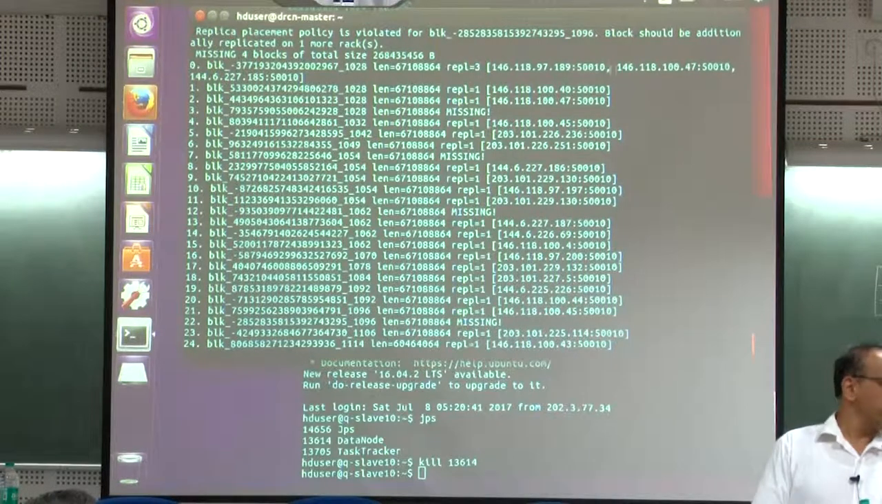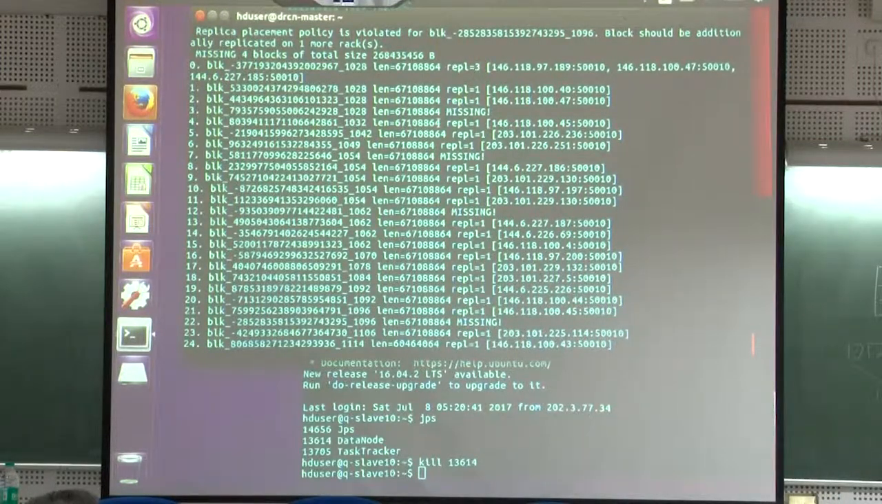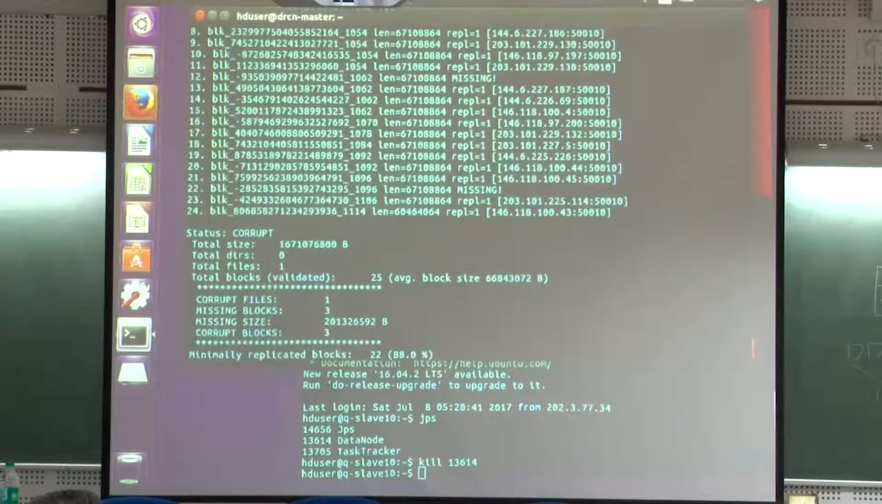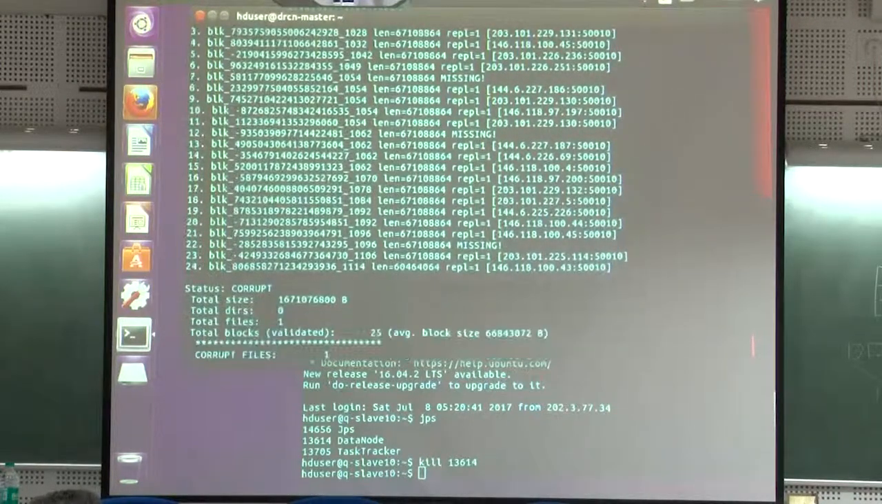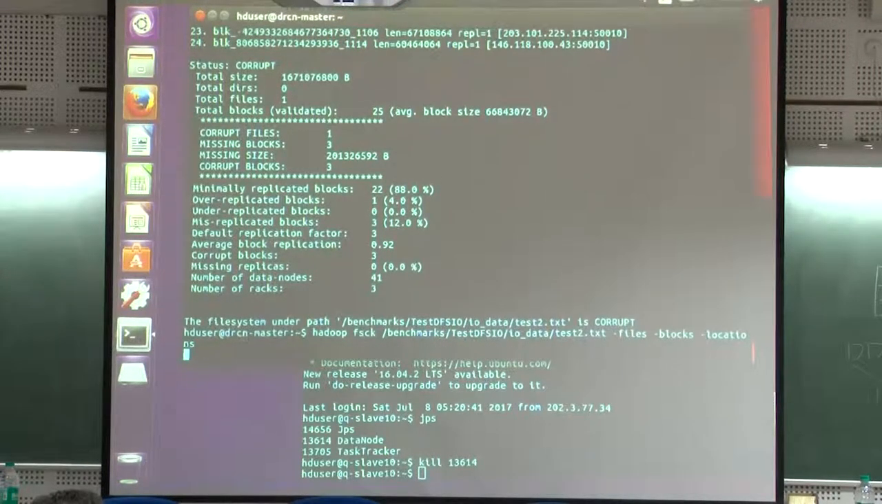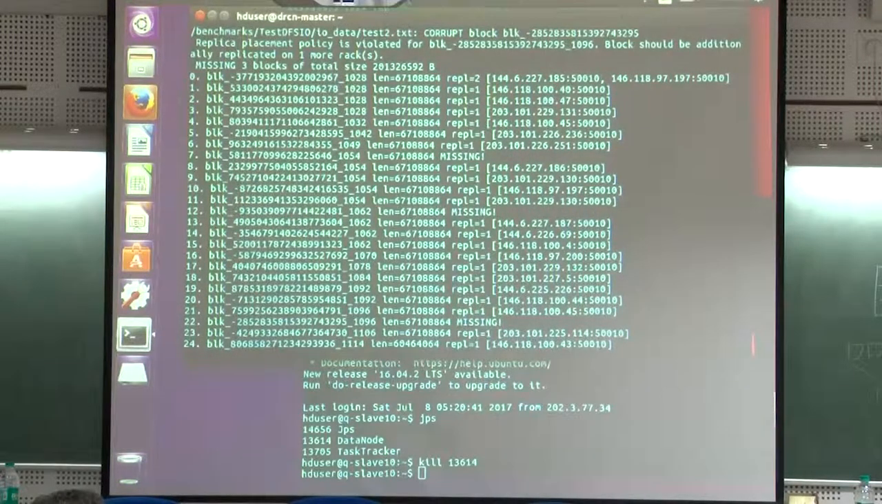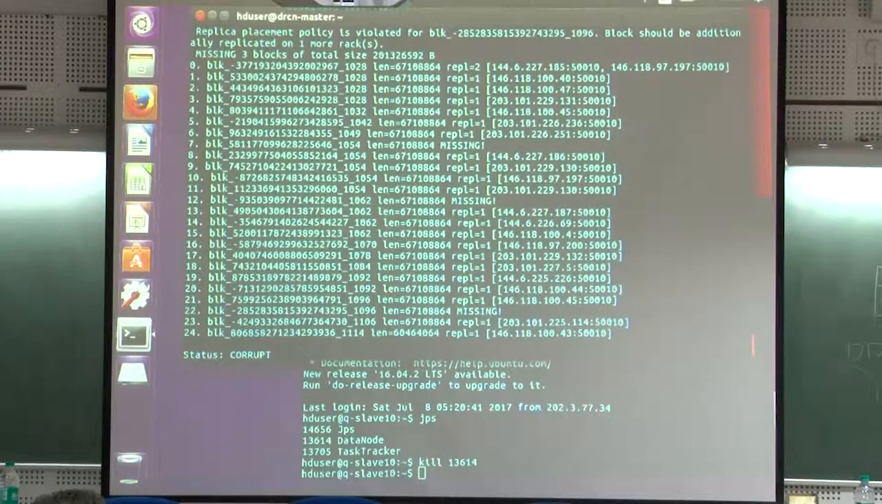It replicated something three times now. So that first one has been replicated around. Okay, now it's recovered a little bit more. It looks like it's going to make it. It's going to be able to get back. It's now only three missing.